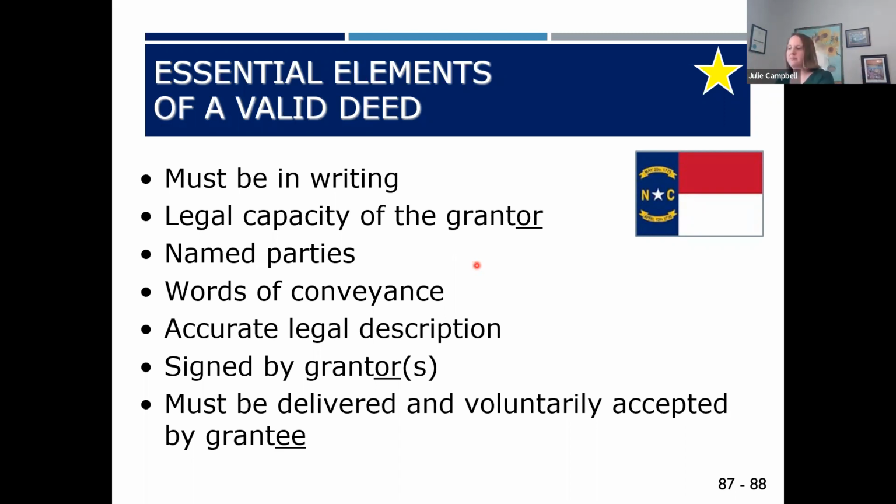Yes, ma'am. So when it says that it must be in writing, something that's recorded does not always have to be in writing. Well, an essential element of a deed, that's what we're saying here. These are the essential elements. So does it have to be in writing? Absolutely. The Connor Act says who we have to record. You can't record if it's not in writing, right?